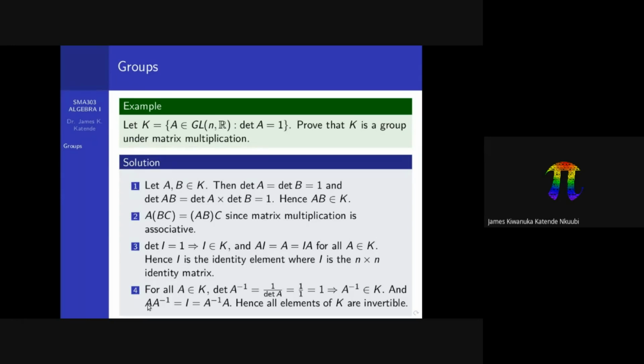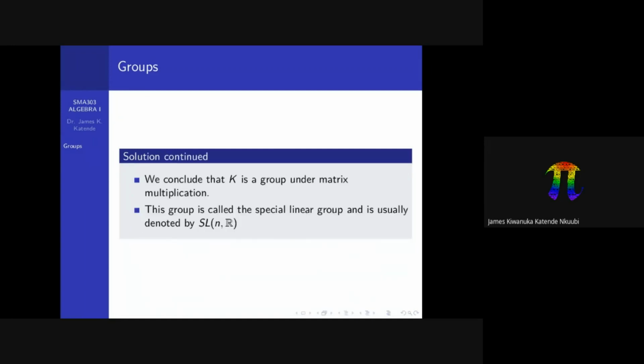And of course, anytime you multiply A by its inverse, you will get the identity. The same if you multiply A inverse by A. The order will not matter. Hence, all the elements of K are invertible. And therefore, we can conclude that K is a group under matrix multiplication.